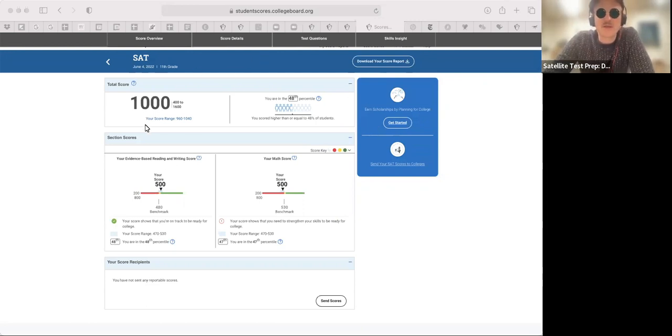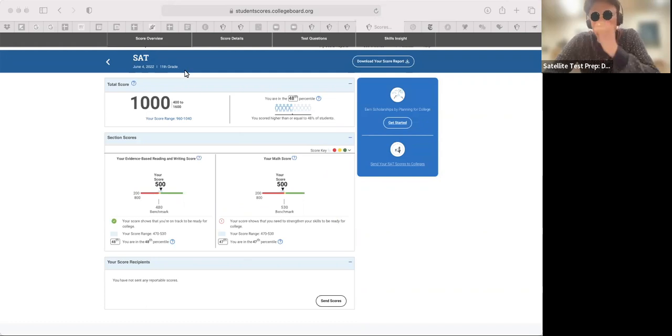When you come to a screen like this, it'll give you your total score right here and your total percentile compared to other people in the nation who took this particular test. It's broken down into two sections. You've got your reading and writing, which is called the verbal side. This particular student got a 500. And then your math score, which this particular student also got a 500, which combines to a 1,000. And it gives you your percentile as well.